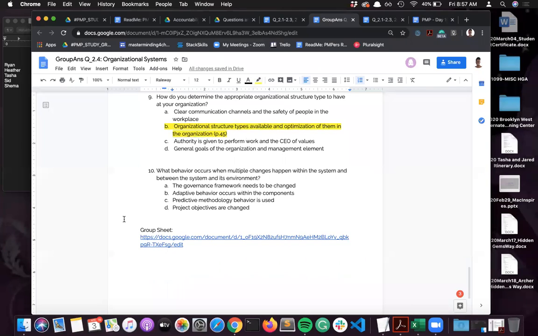So what behavior occurs when multiple changes happen within the system and between the system and its environment? A, the governance framework needs to be changed. B, adaptive behavior occurs within the components. C, predictive methodology behavior is used. D, project objectives are changed.